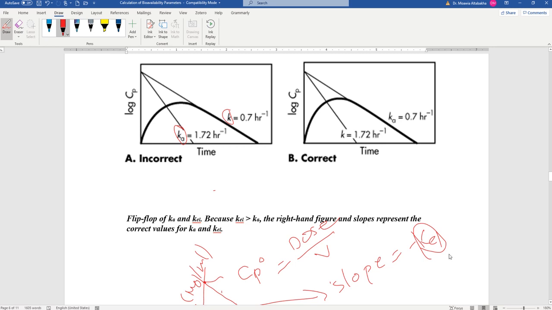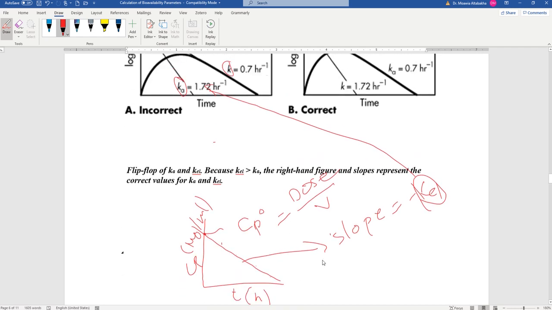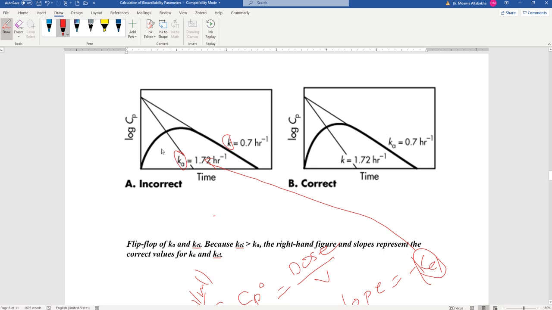But to his surprise, KL that he got from the IV injection, which is the accurate one, is actually similar to KA. That means the value of KL from an IV injection is similar to KA that he got from the residual method. This means there is something wrong. In this case we assume that there is flip-flop.